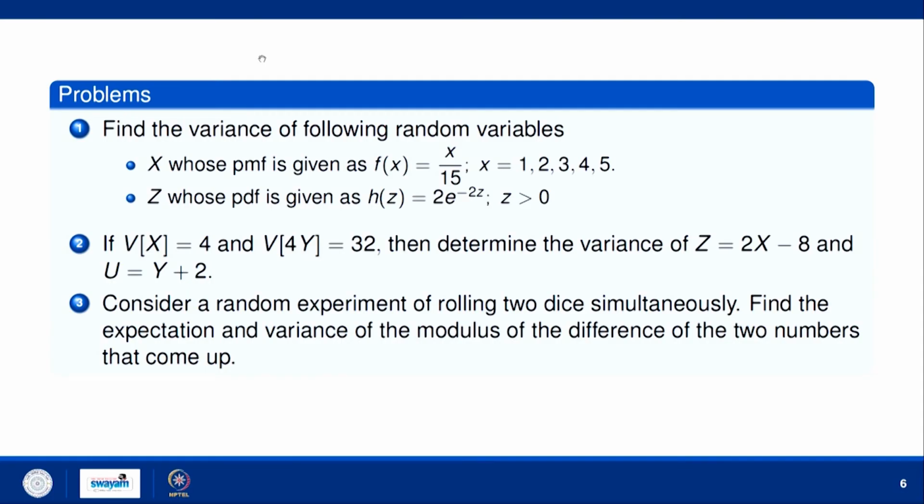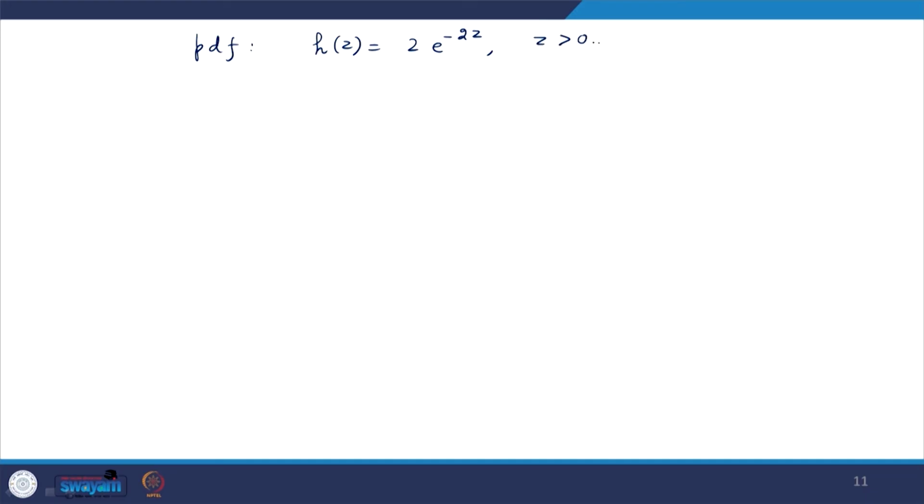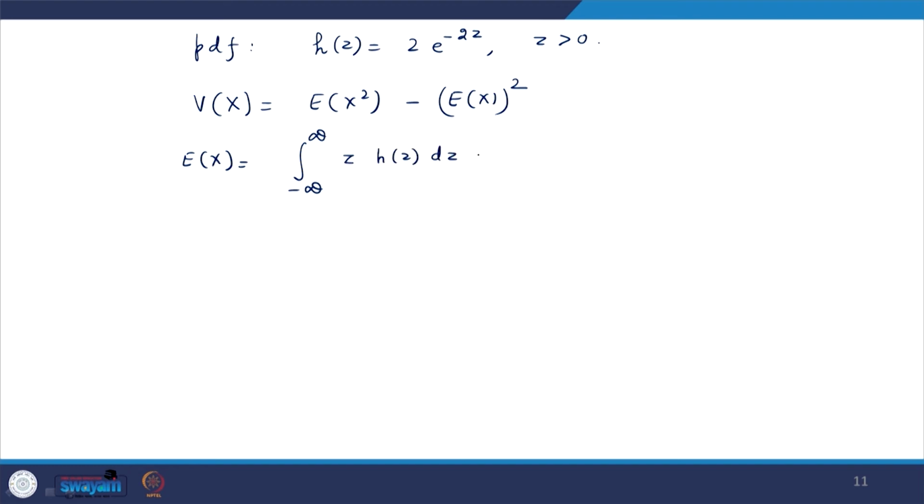Okay. Now, what is the variance of random variable z, whose PDF is given by this expression? Let us compute for this continuous case. The PDF is given by 2 e raised to power minus 2z, for z greater than 0. For this, you want to compute variance. Again, for variance we have a simple expression: expectation of x square minus expectation of x whole square. First, expectation of x. Now it is a continuous case, so it will be the integral from minus infinity to plus infinity of z into f(z) dz. Basically, here instead of x we are having z, anyway that is not a problem.